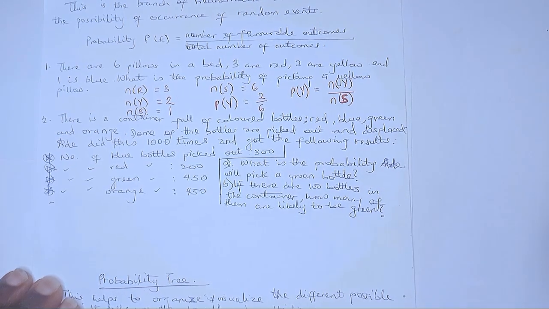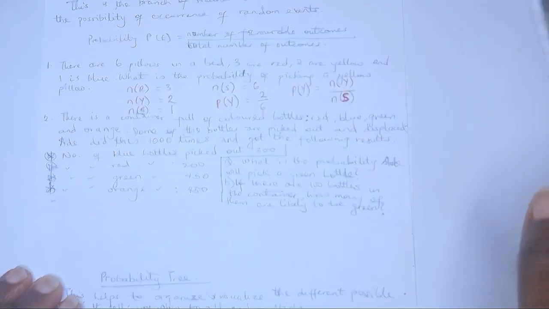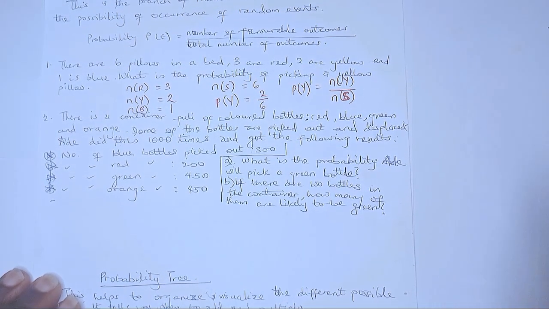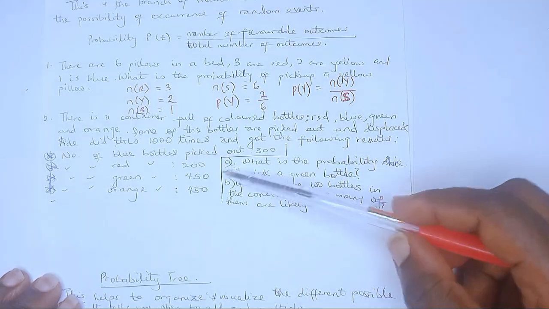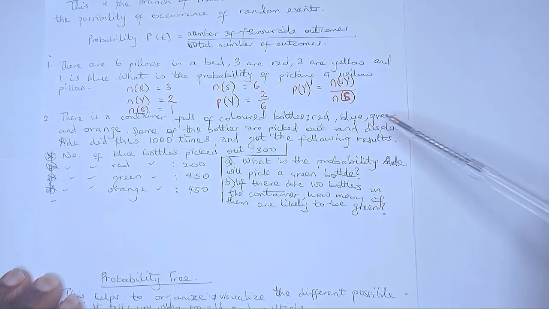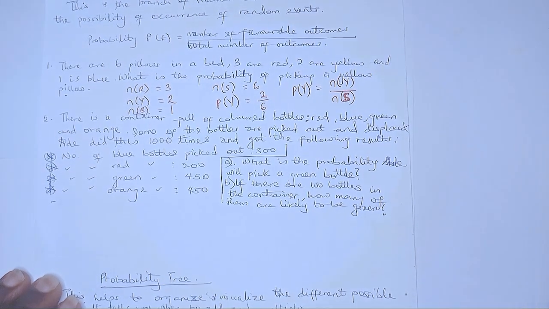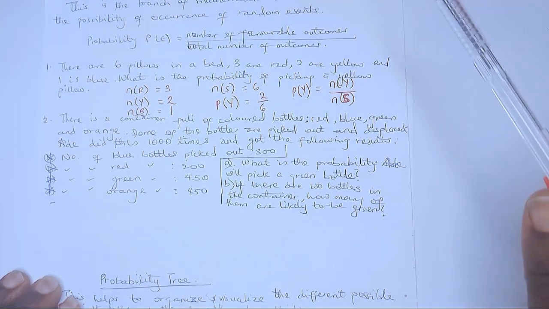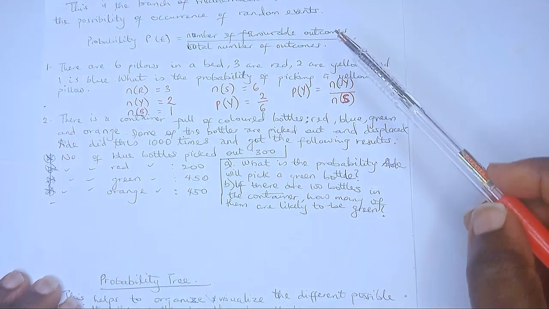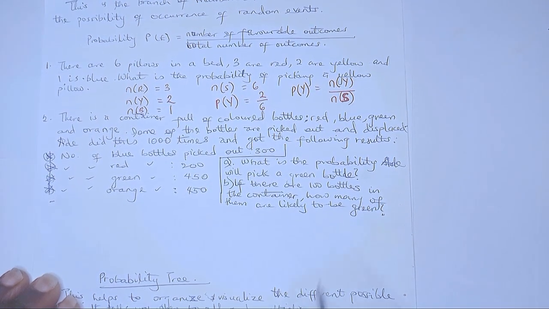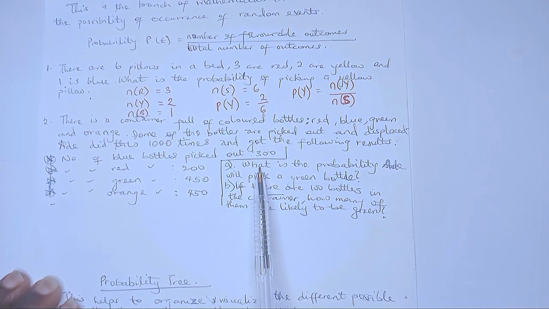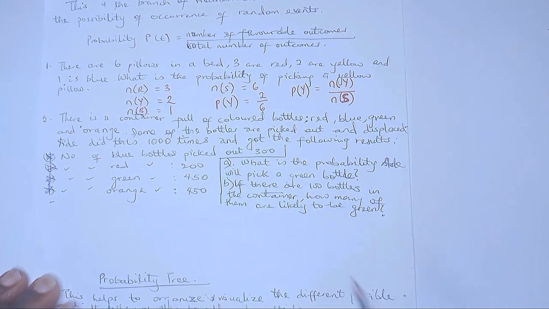Now, first of all, we need to go back to the question and understand what the question says. Pay attention to the part that says some of the bottles are picked out and displaced. It was not returned back. It was picked out and displaced. All right. So you have the question again. What is the probability Ade will pick a green bottle?